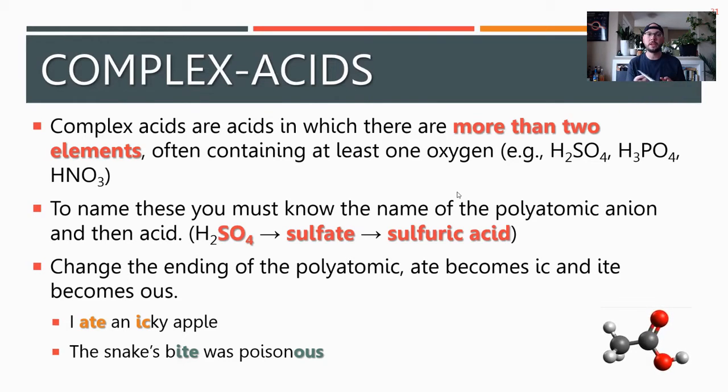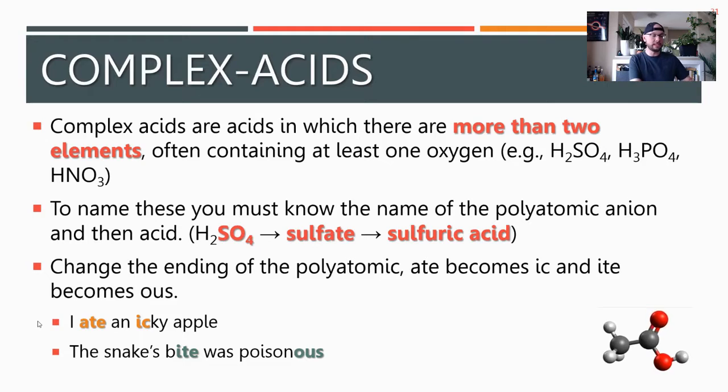So when we're naming these, we have to know the name of the anion. Once we know the name of the anion, we change that and add either ous or ic and acid. Ite changes to ous, and ate changes to ic. So an easy way of remembering this is I ate an icky apple, and the snake's bite was poison ous. So ite changes to ous, ate changes to ic.